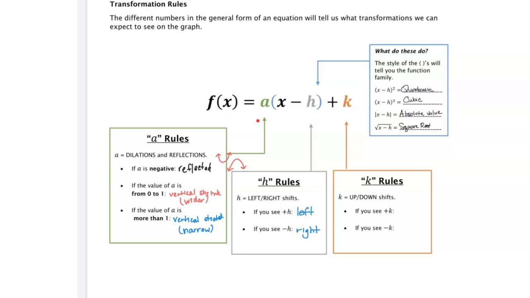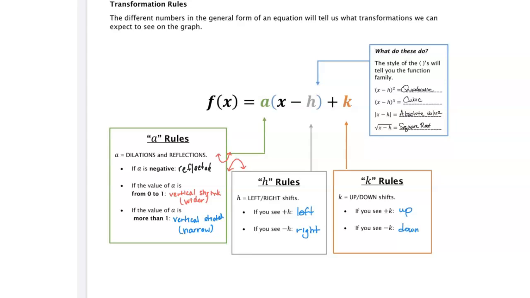At the very end of our general form of equation, we'll have a plus k. You'll find this number outside of your parentheses, if there were any parentheses. Okay, and so that k has rules. K moves your function up or down. If you see plus k at the end, then that means that your function moved up. If you see minus k at the end, that means that your function moved down.